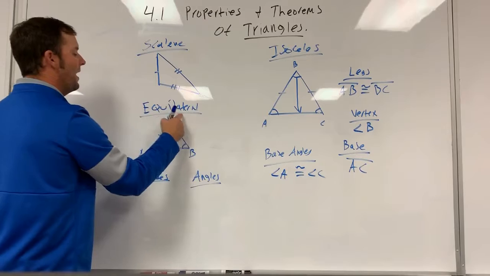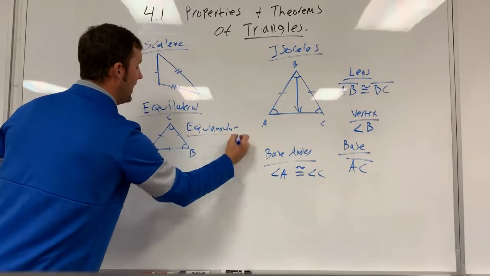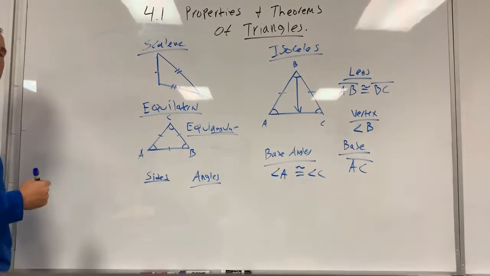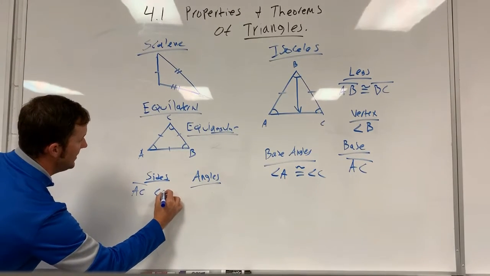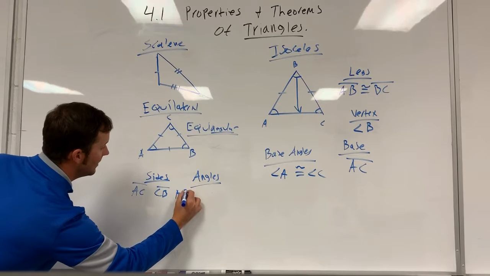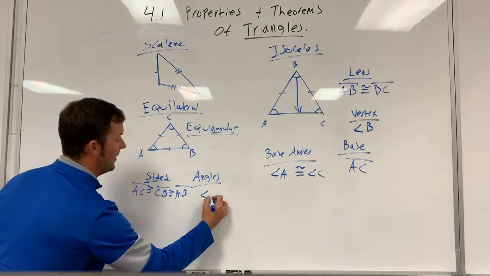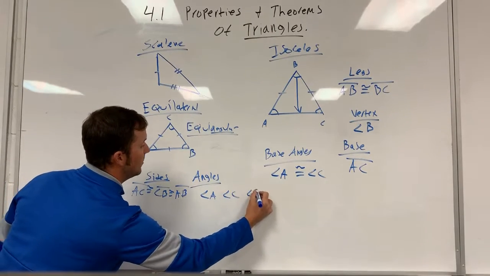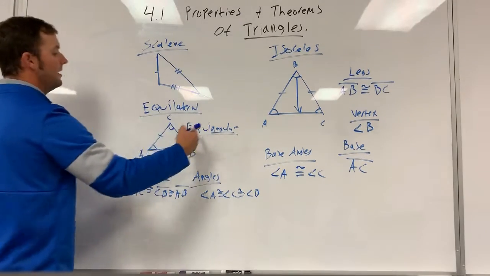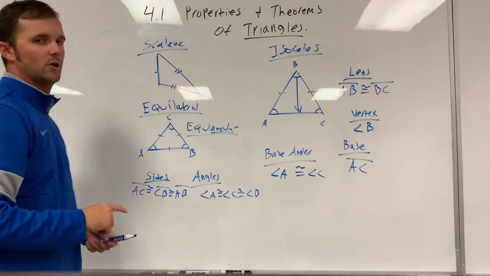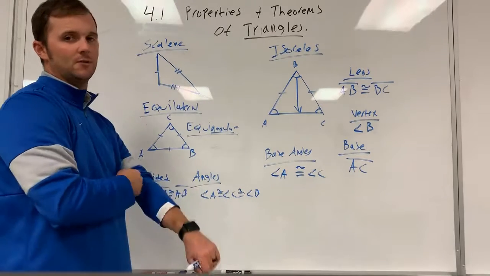But equilateral also means equiangular. Equiangular, keyword angle, means all three angles are going to be congruent. So side AC, side CB, and side AB are all going to be congruent to each other. Angle A, angle C, and angle B are going to be all congruent to each other. So ladies and gentlemen, equilateral means all the sides are congruent and all the angles are congruent. So ladies and gentlemen, these are the three classifications of a triangle by looking at their sides.